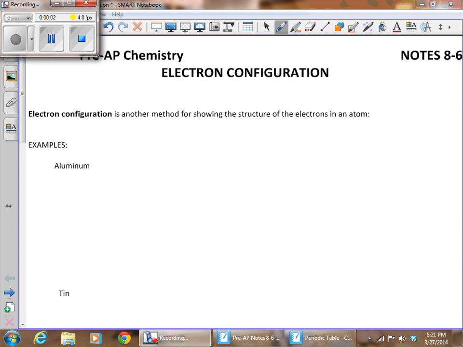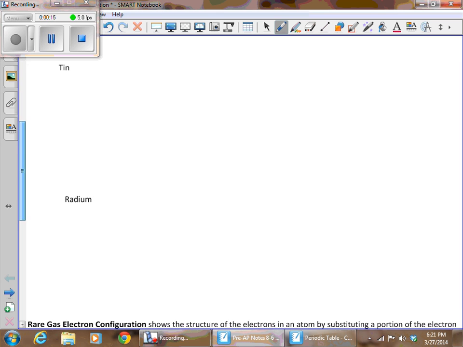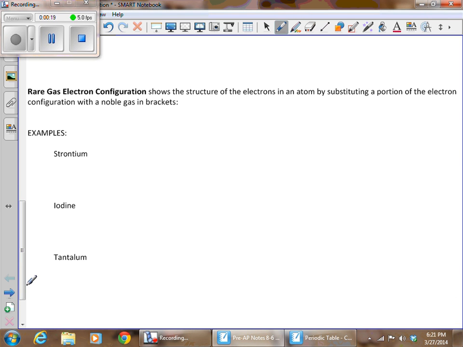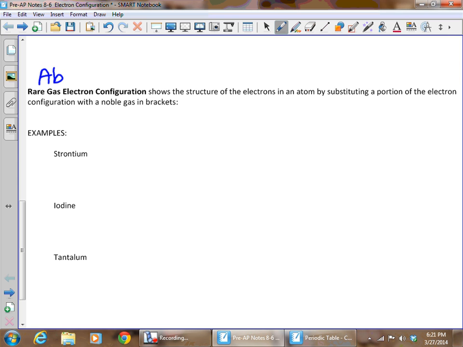Today we're going to be discussing electron configuration, a different way to do electron configuration that's even shorter than the method we learned in our last set of notes. If we look down at the bottom of this page, it's possible that your set of notes might say abbreviated electron configuration.